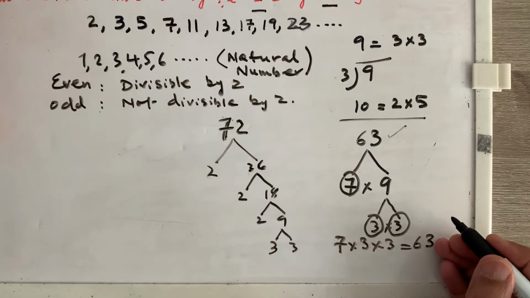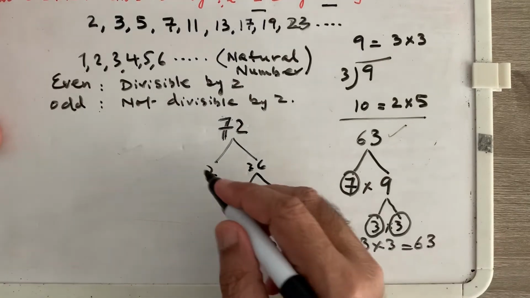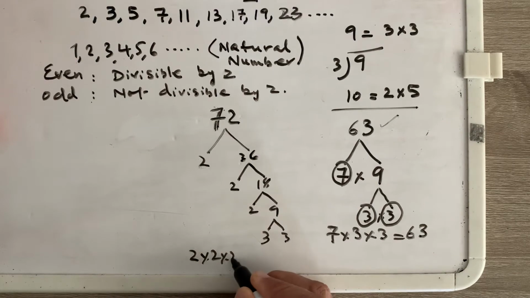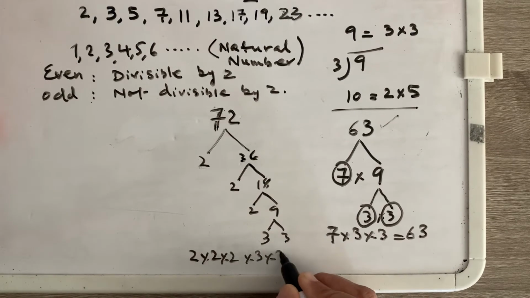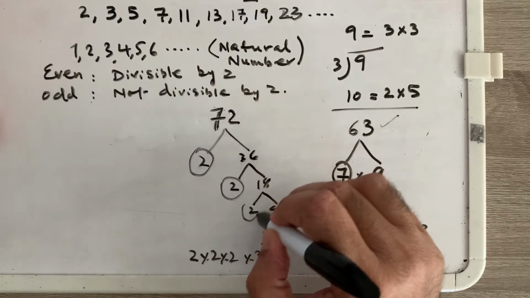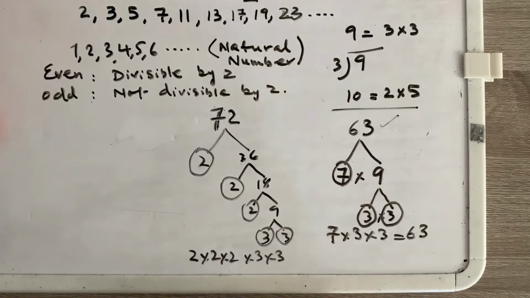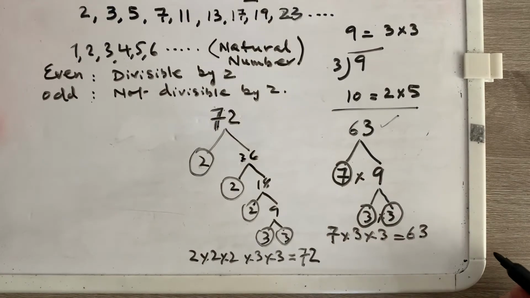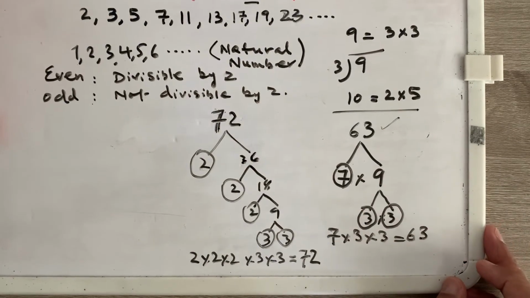So all possible factors I have now which are prime, and I can say that 2 times 2 times 2 times 3 times 3 is 72. These are my prime factors, right? So I can circle them and then I can multiply them. So I write it here. Now we test it for multiplication. 2 twos are 4, 4 twos are 8, and 3 threes are 9. 8 times 9 is 72. So we are good with our factors. So these are all possible factors of 72.